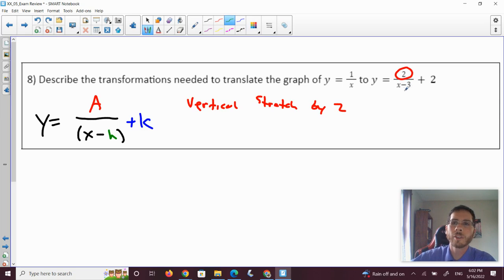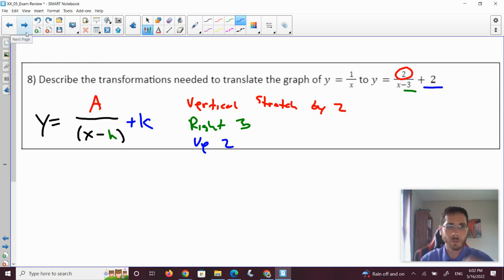If I look at my h value, I've got 3. So I'm going to go to the right 3. And if I look at my k value, I've got 2. So I'm going to go up 2. And that's it. So those are all my transforms. So I'm all set with this one. If I want to double check, I could graph it, but I feel pretty confident with that because we've been doing that all year. So I'm pretty good.